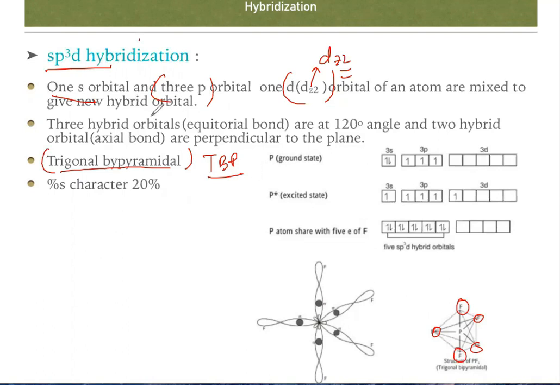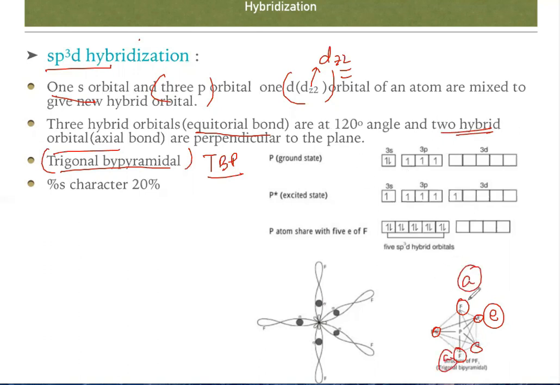So there are two types of bond you have to remember. One bond is the equatorial bond. So which are the equatorial bonds? The bonds which are present on the plane. That means this fluorine, this and this. So 3 fluorines are present on the plane, and we'll call these bonds equatorial bonds. Whereas 2 axial bonds are present. Axial bond means this is an axial bond and this is an axial bond.